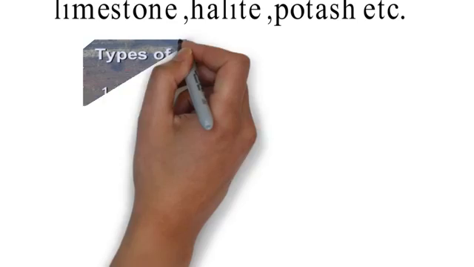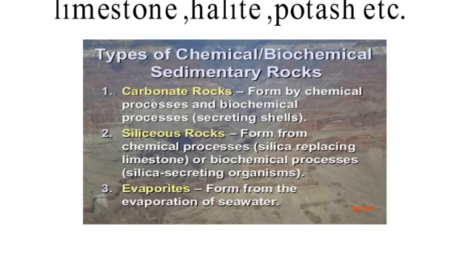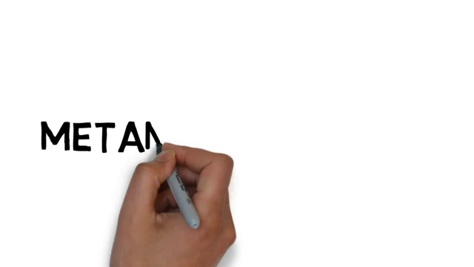These kinds of rocks are formed by chemical processes and biochemical processes. For example, carbonate rocks by secreting shells, and siliceous rocks formed from chemical processes like silica replacing limestone, or biochemical processes like silica secreting organisms. Third is evaporites, which form from the evaporation of seawater. So these were the three types of sedimentary rocks. Now let us come to the metamorphic rocks.